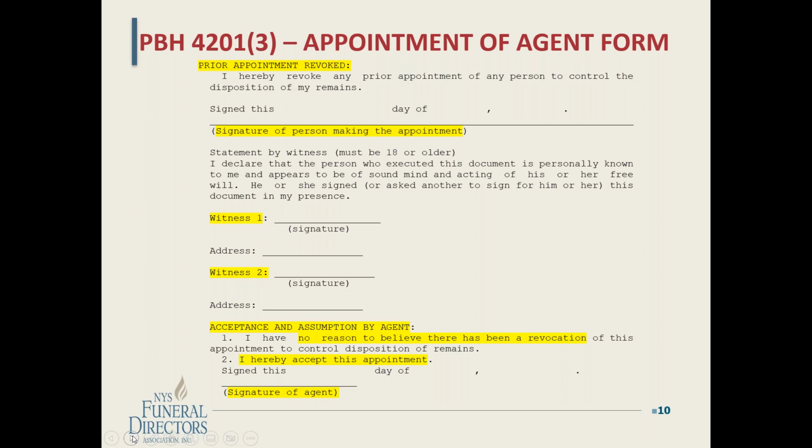There's an acceptance and assumption by the agent at the end, and the person who's being appointed agent signs the form. Why? Because the law wants to ensure that the agent cannot be appointed without both their knowledge and consent. So affirmative action by the agent accepting the appointment at the time they're being appointed is required by the law. So that's why that has to be done. All right, so that covers the form itself.